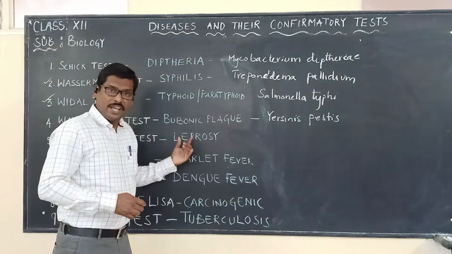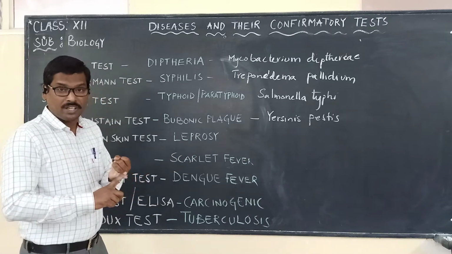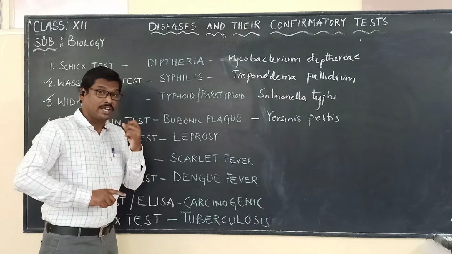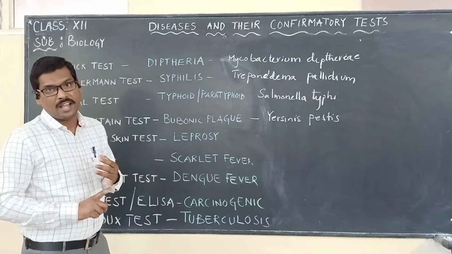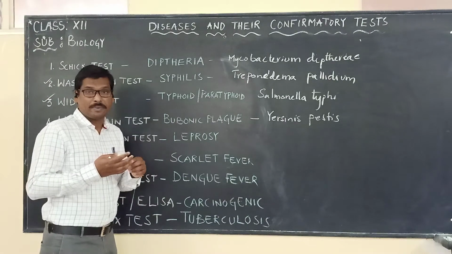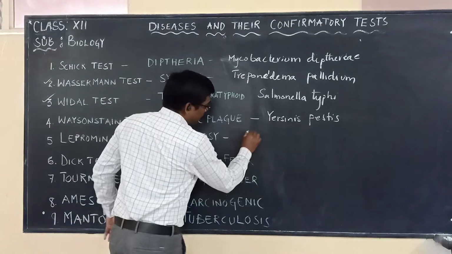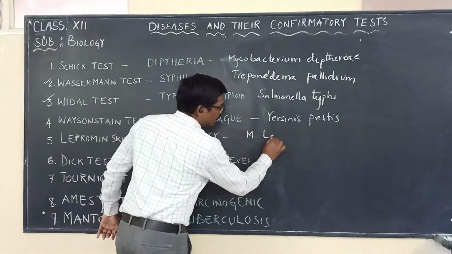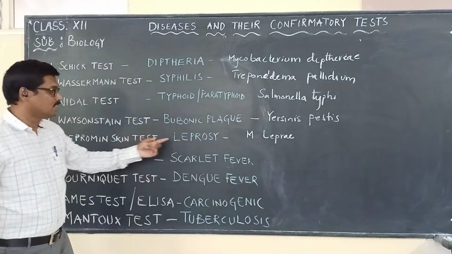In leprosy, what happens? It will be damaging the nerves and also the eyes and also the nose mucous membrane. And in severe cases, this particular bacteria called Mycobacterium leprae, is the bacteria which is causing leprosy.